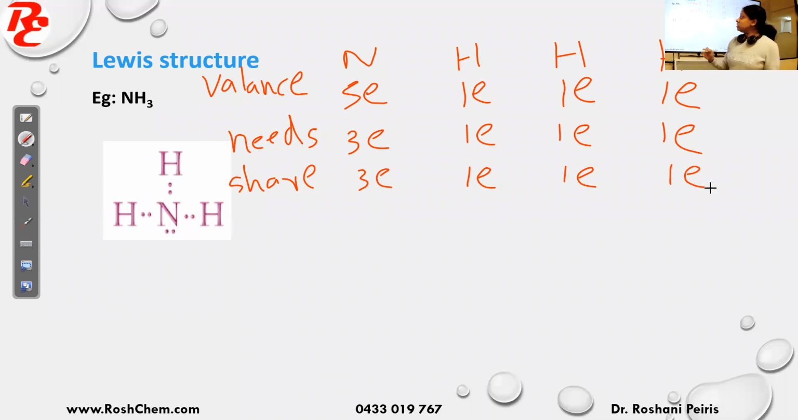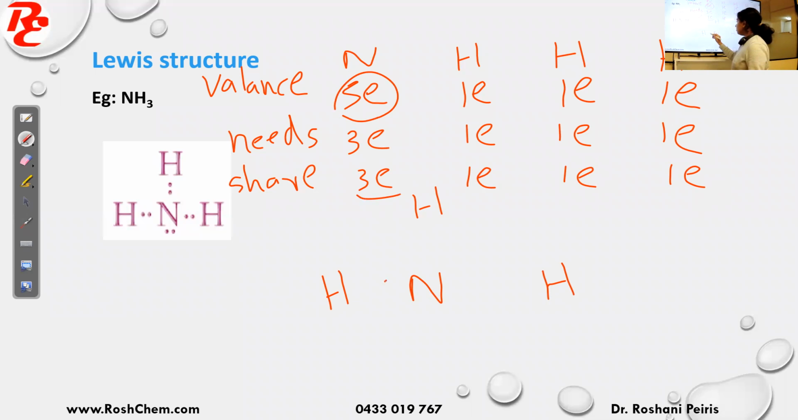So how do we do the Lewis structure then? You have nitrogen in the middle and then 3 hydrogens around it. Nitrogen, out of 5 valence electrons, is sharing 3, so put 3 electrons, one per share, between the hydrogens. I can do crosses or dots here. I give 1 electron to each hydrogen, and the other 2 electrons are not shared. These are called the lone pair.